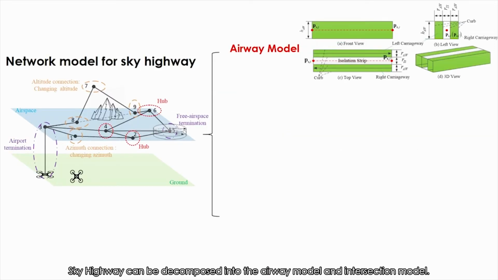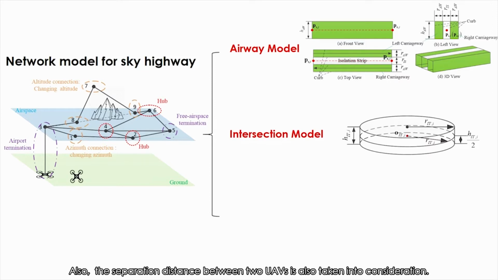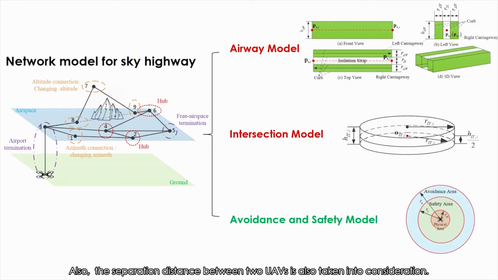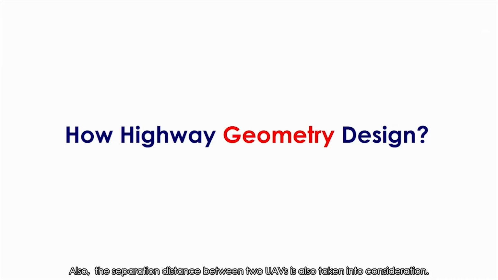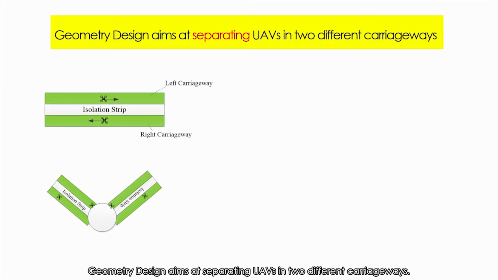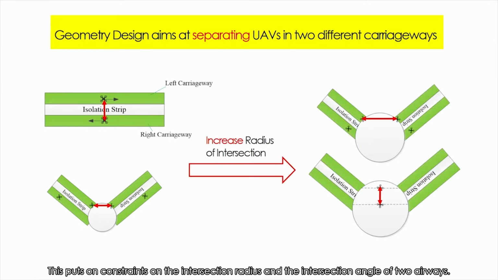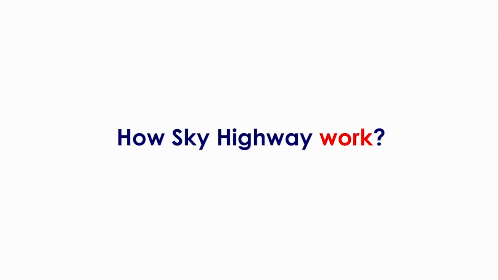Sky Highway can be decomposed into the airway model and intersection model. Also, the separation distance between two UAVs is taken into consideration. Geometry design aims at separating UAVs into different carriageways. This puts constraints on the intersection radius and the intersection angle of two airways.